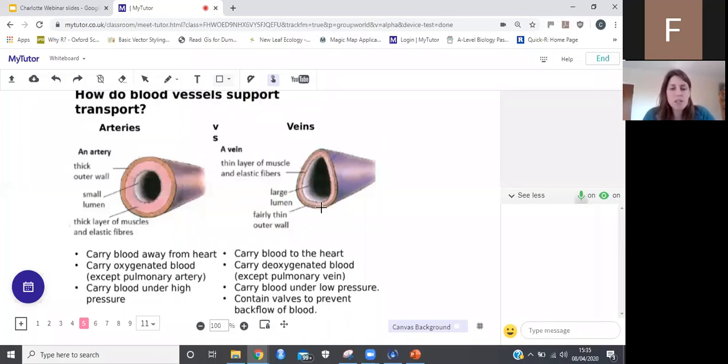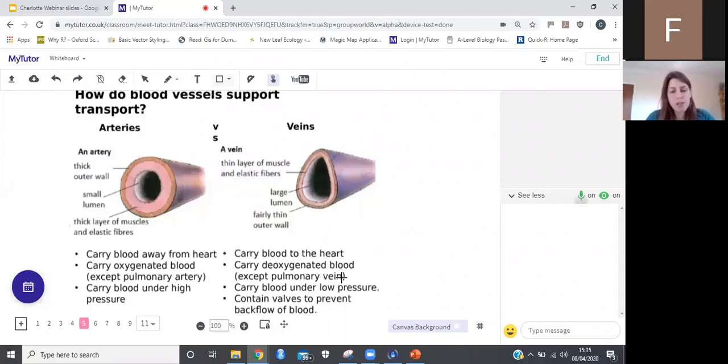Because the blood is now under low pressure, we need to make sure that it keeps moving and has as little resistance as possible. So we have a thin layer of the outer wall of the vein, and a fairly thin layer of muscle and elastic fibers as well. We're not driving the blood so much now, we're just trying to give it as much opportunity to get back as we can. And they have a really large lumen, so there's as little resistance as possible.